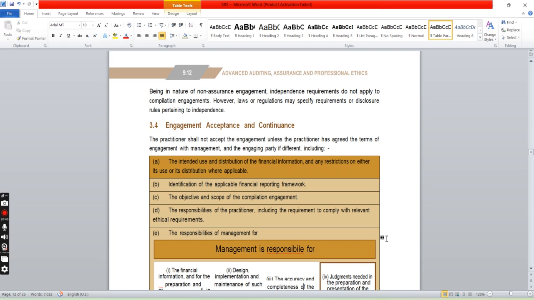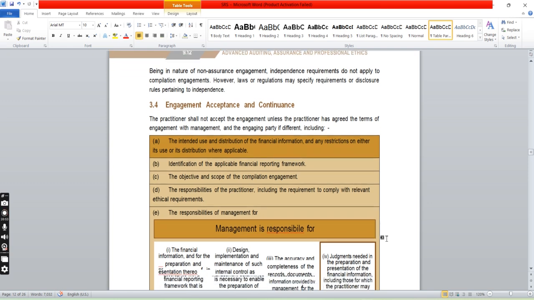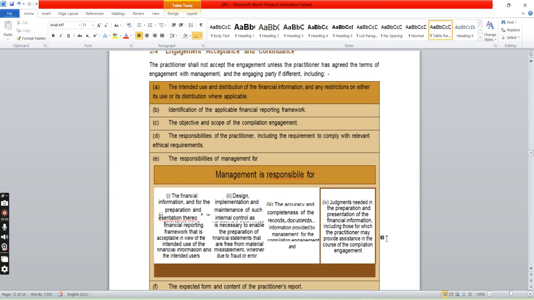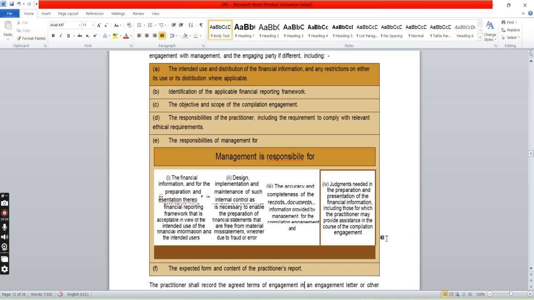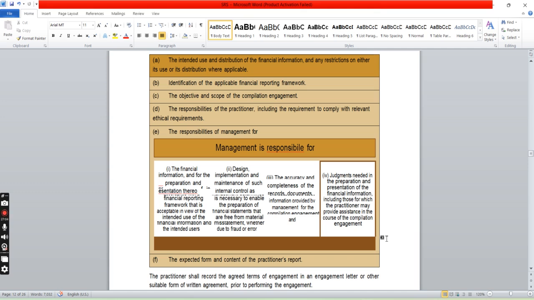What is the responsibility of the practitioner, including the requirement to comply with the relevant ethical requirements, and what will be the responsibility of management? Management is responsible for the financial information, for the preparation and presentation thereof, and for the financial reporting framework that is acceptable in view of the intended use of financial information and the intended users. You need to design, implement and maintain internal control as necessary to enable the preparation of financial statements that are free from material misstatement, whether due to fraud or error. What will be the accuracy and completeness of records and documents?